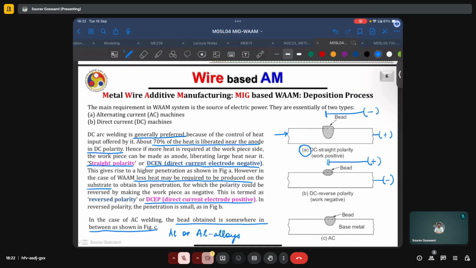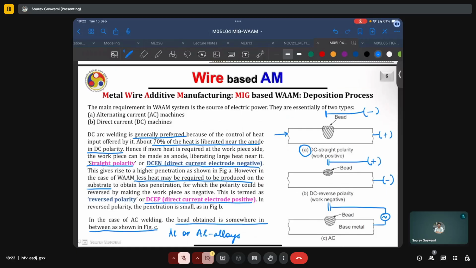And there, in the case of AC, what will happen is for half of the cycle, the base metal or the substrate will be positively charged, and during this time, it will attract electrons from the wire, and these electrons, when they hit the surface oxide layer, may be able to break the oxide.